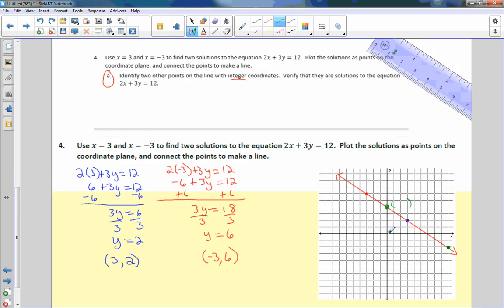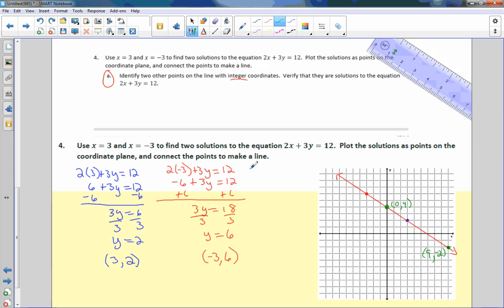This is the point x equals 0, y equals 4. And this point down here is the point 9, -2. So now we're going to check those.